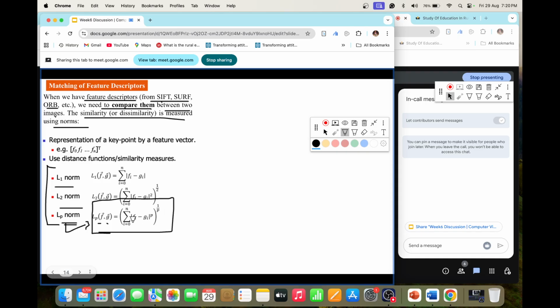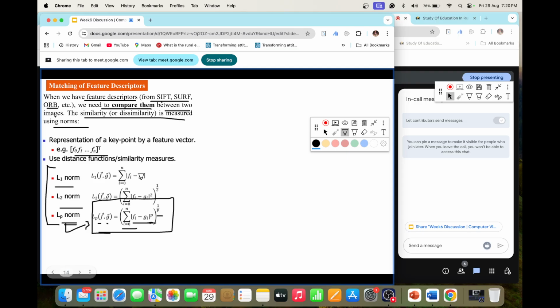Again, I am repeating: first we calculate fi minus gi, mod of it, to the power p. Then we do the summation from i equals 0 to i equals n, because we will have n number of key points from the descriptors, and then we take the 1 by p power. So that is LP normalization.